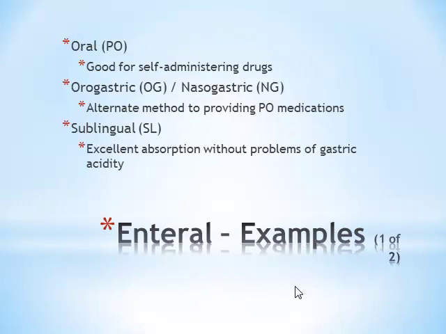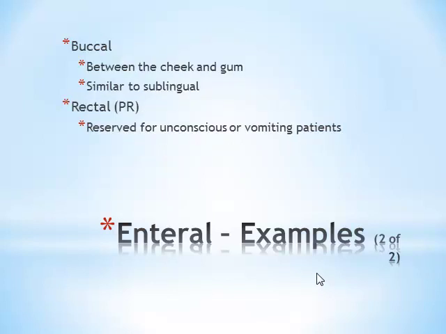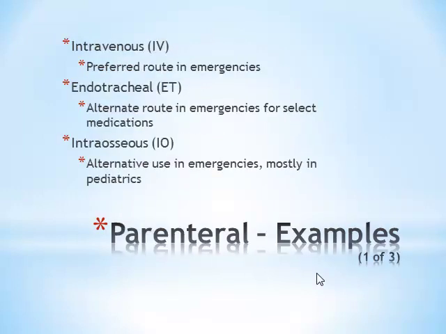So examples of our enterals is oral, like I said before, orogastric, and sublinguals. Buccal, between the cheek and the gum, and like I said, it's similar to sublingual. And then the rectal is reserved for unconscious or vomiting patients. Parenteral are IVs preferred. IO is alternate. IO is another alternative use and is quickly gaining in frequency and popularity.